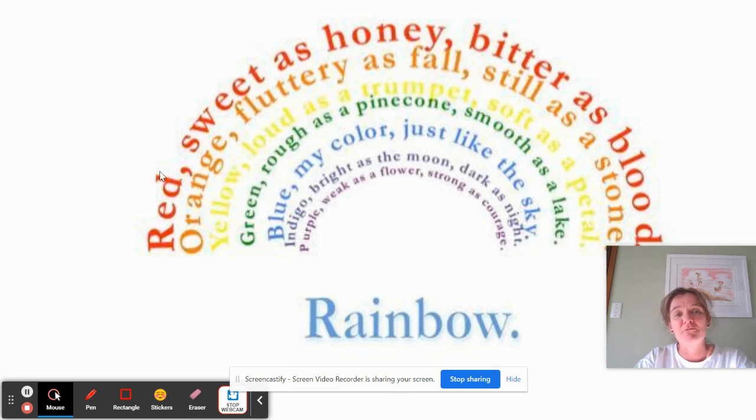Here's a rainbow one. Red, sweet as honey, bitter as blood. Orange, fluttery as fall, still as a stone. There's those similes we were talking about. Green, rough as a pine cone, smooth as a lake. So they're opposites, rough and smooth, loud and soft, fluttery and still, sweet and bitter. You can see they're using opposites together. Blue, my colour, just like the sky. Indigo, bright as the moon, dark as night. Purple, weak as a flower, strong as courage. And it makes the shape of a rainbow, which is very cool. And it talks about all the different colours that make the rainbow up. And it looks like a rainbow.